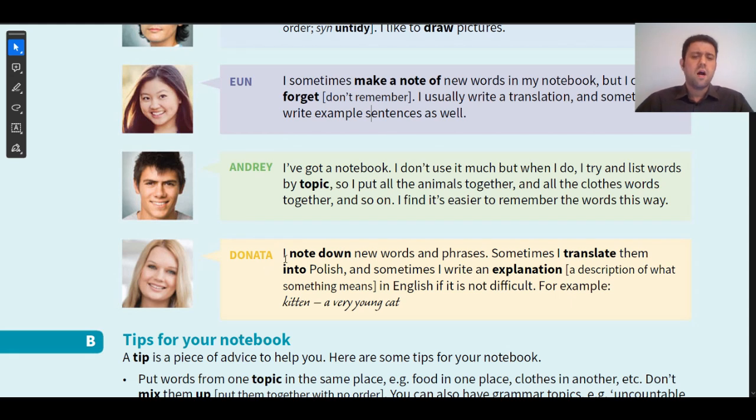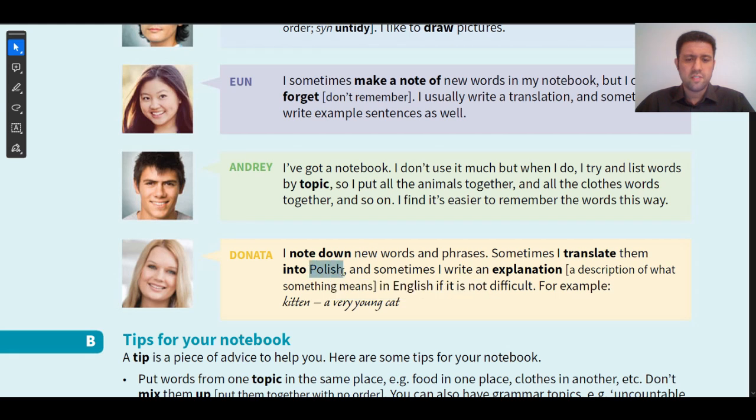The next one: I note down new words and phrases. Here, note down is the same as make a note of, but make a note of is a more formal phrase than note down. Sometimes I translate. As I said, translate is the verb form of translation and means to change written or spoken words into another language. Sometimes I translate them into Polish.